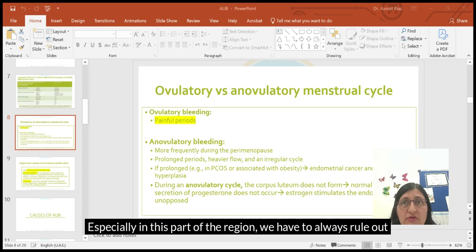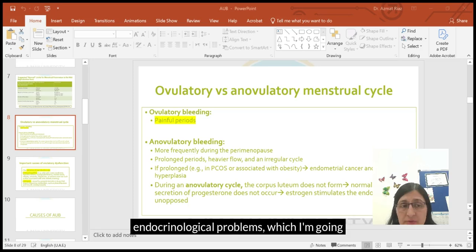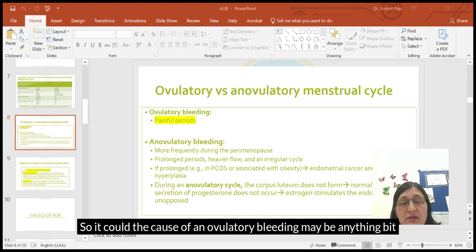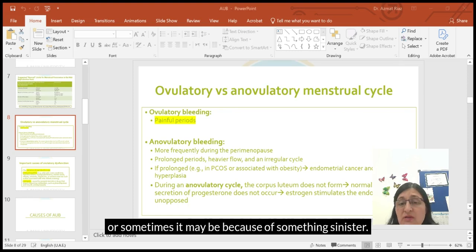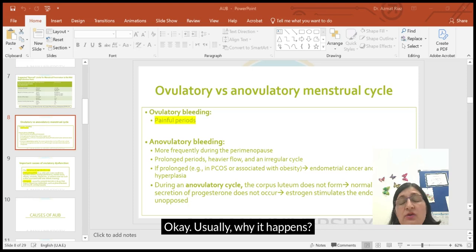We have to always rule out polycystic ovarian syndrome. Okay, it's quite a common condition, but then there are some other endocrinological problems which I'm going to discuss in the next slide. So the cause of anovulatory bleeding may be anything from extremes of reproductive age to endocrinological problems, or sometimes it may be because of something sinister. Okay. Usually, why it happens.